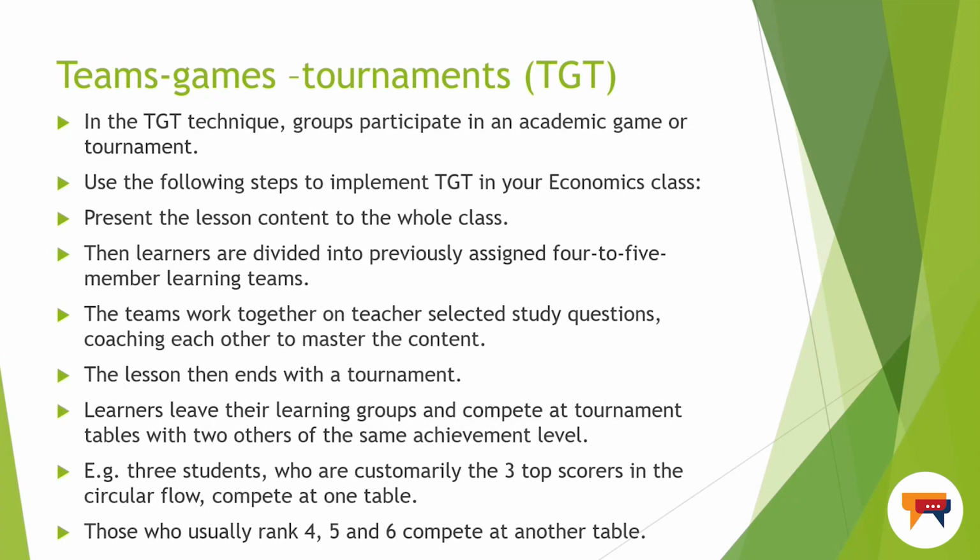So if you are in learning group 1 and there are 4 groups, you leave your learning groups and you compete at tournament tables with 2 others of the same achievement level from the other groups. Example, 3 students who are customarily the top 3 scorers in the circular flow compete at one table. Those who usually rank 4, 5, and 6 compete at another table. So it's strength versus strength, right?